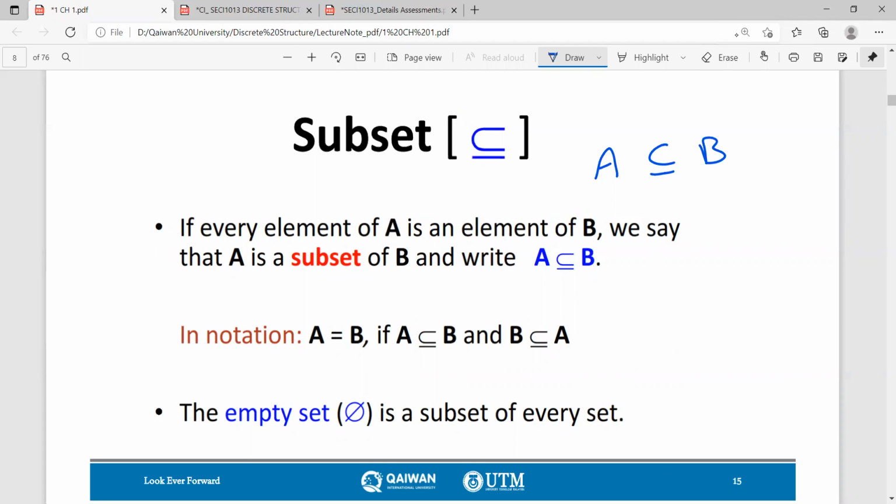And also, if we have two sets which are equal, we say each of these is a subset of the other one. For example, if A is equal to B, we say A is a subset of B. Why? Because we can find all elements of A in B. And also, we can find all elements of B in A. That means B is also a subset of A. If we have two sets, each of which is a subset of the other one, we say those two sets are equal.